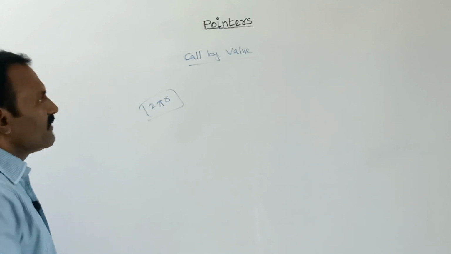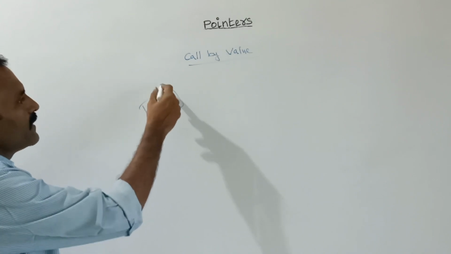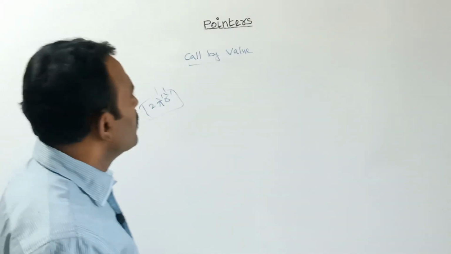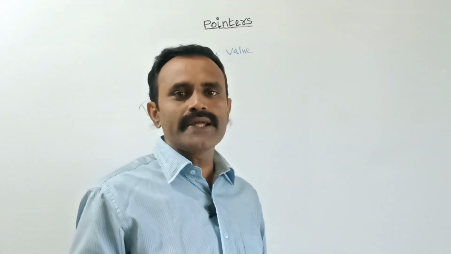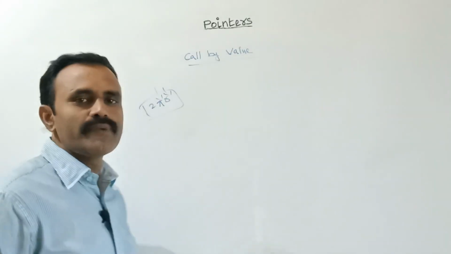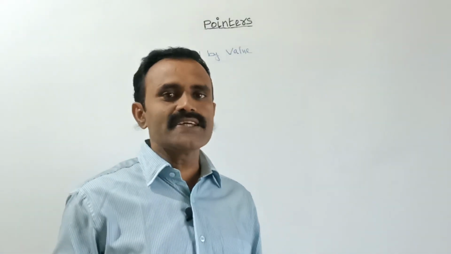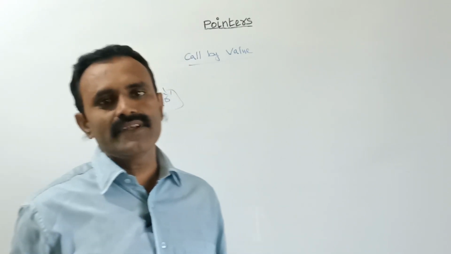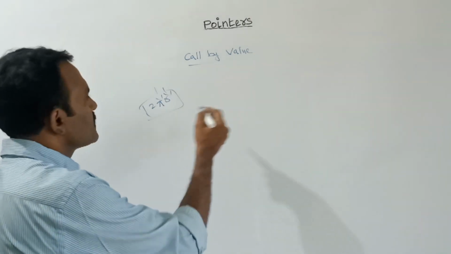Now if we want to write a program, we need to pass the pi value and the radius value. What is the pi value? 3.14. The pi value is constant, 22/7. The radius will differ at run time. Depending upon the radius we give, the function will return the answer.